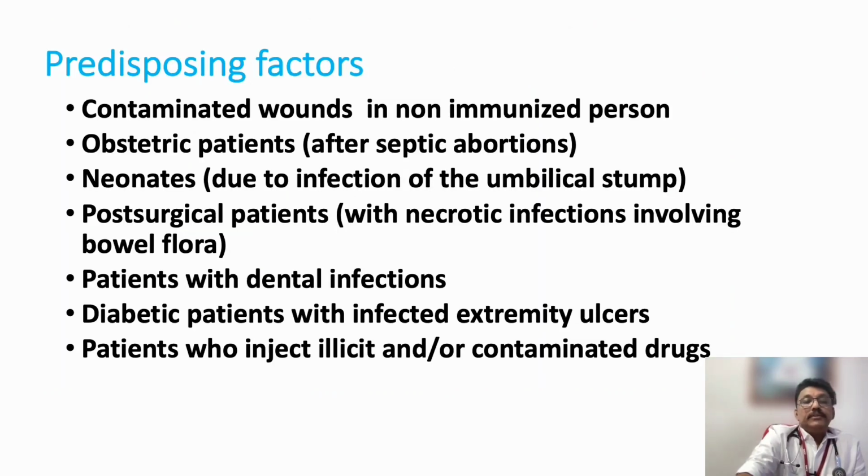Now we can see the predisposing factors for tetanus. Contaminated wounds in a non-immunized person, that means the person has not taken tetanus toxoid, TT, properly. Obstetric patients after septic abortions, neonates with infection of the umbilical stump, post-surgical patients with necrotic tissues involving bowel flora, patients with dental infections and after some dental procedures, diabetic patients with infected extremity ulcers, patients who inject illicit drugs or use contaminated syringes. All these things are predisposing factors.